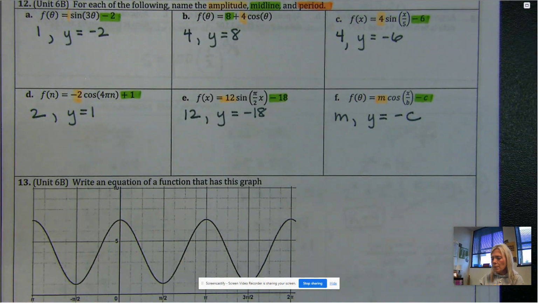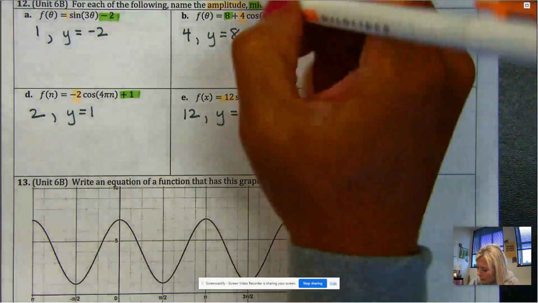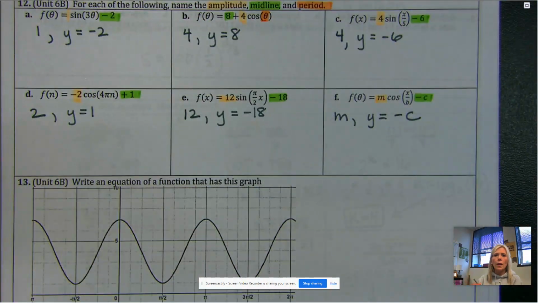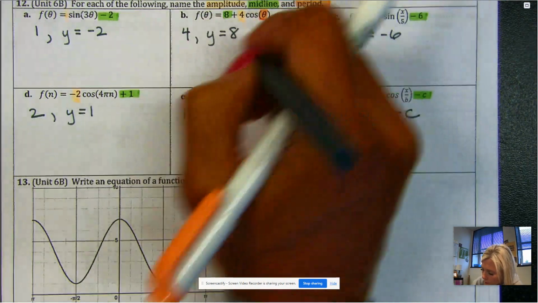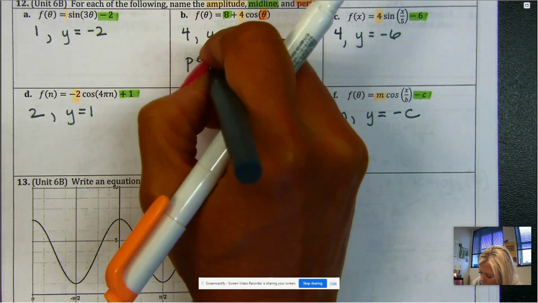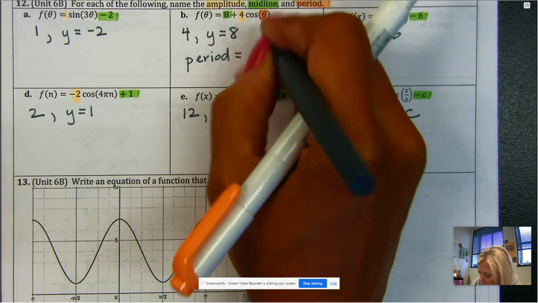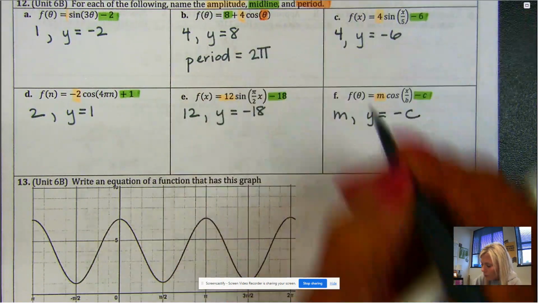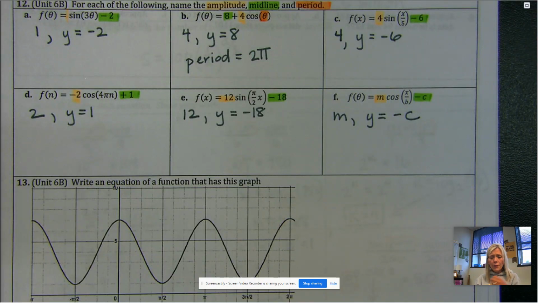Okay, the final is the period, and the period comes from analyzing what's happening to the input. On B, notice that this is just theta. There's nothing multiplied by anything, and so that means the period for this one is just 2 pi. That's our parent function, which also has a period of 2 pi. So anytime the angle is being multiplied or divided by anything else, we have to adjust the period of 2 pi.